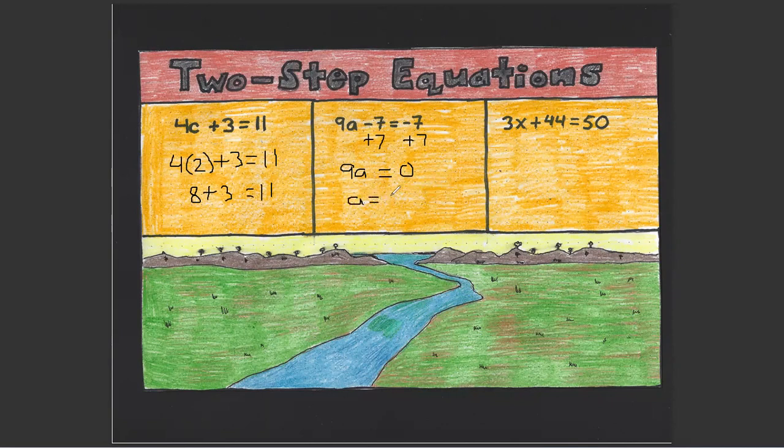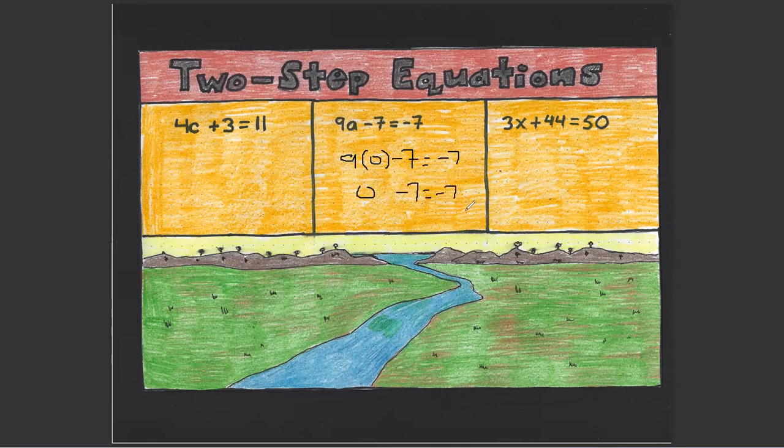If we plug it back into our equation, we will see that 9 times 0 minus 7 will equal negative 7, because 9 times 0 is 0. And of course, negative 7 is equal to negative 7.